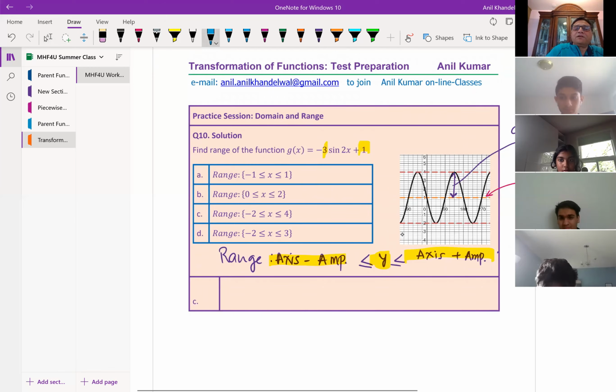Axis is 1, right? So we have 1. I just add them. I'll write 1 plus -3, for example, right? 1 minus -3. Because it is negative, I did it the reverse way, right? Whichever number is bigger, that will come at the later stage, correct? And we get our answer. Is that clear? Mohammed, is it clear to you?